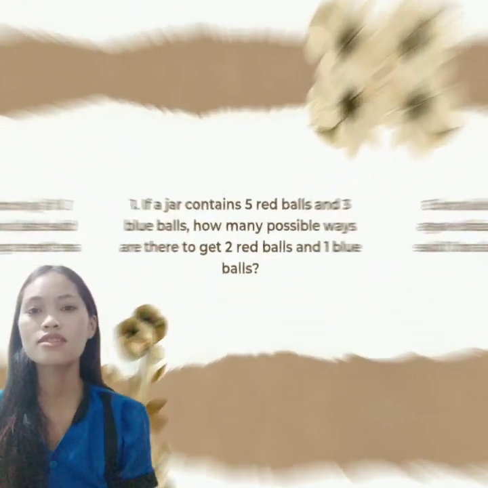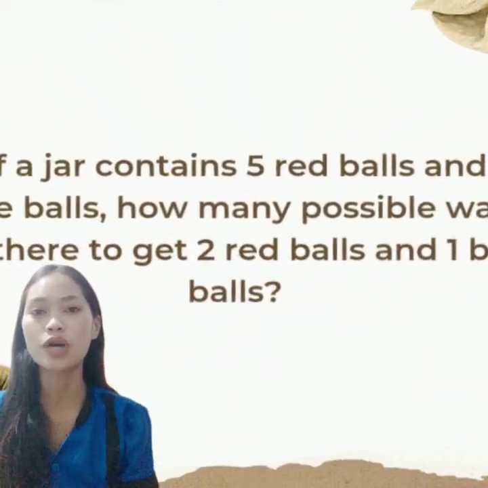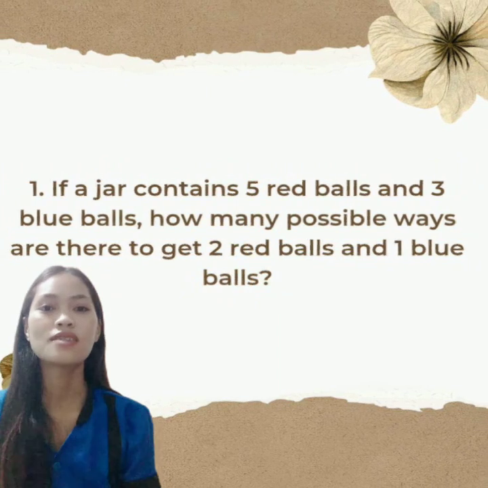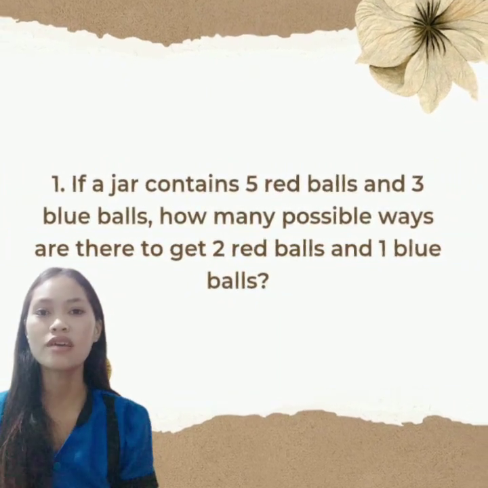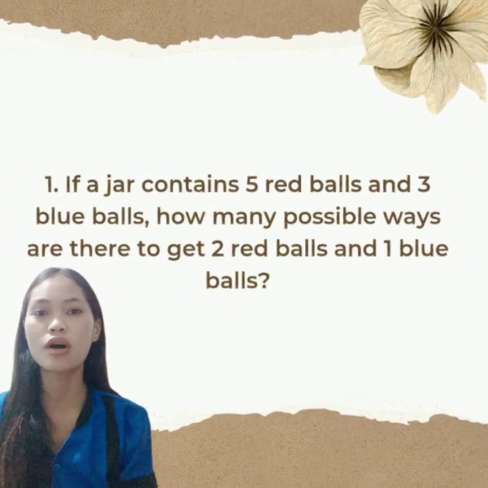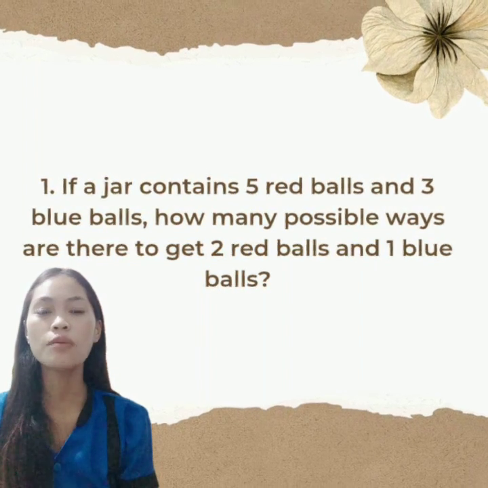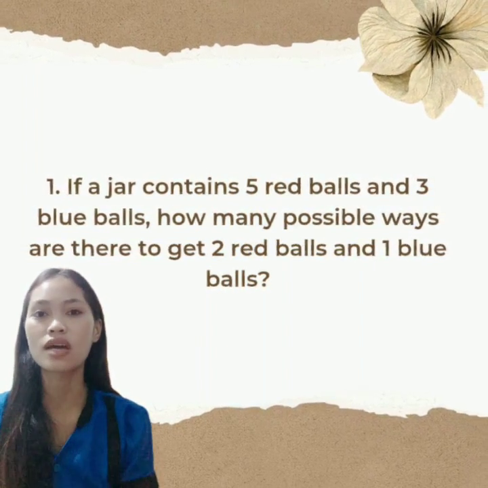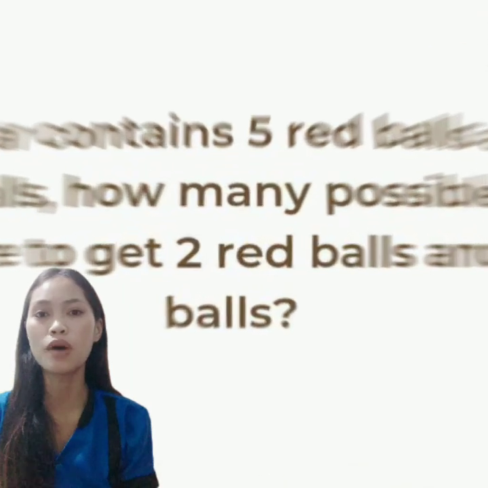So now, let's start to answer the 5 given problems. Are you ready? So let's start. First question. If a jar contains 5 red balls and 3 blue balls, how many possible ways are there to get 2 red balls and 1 blue ball?